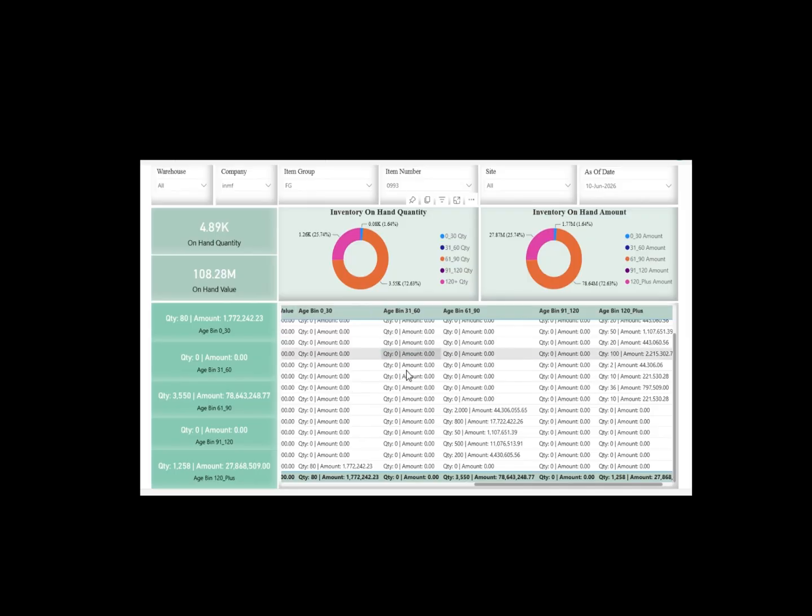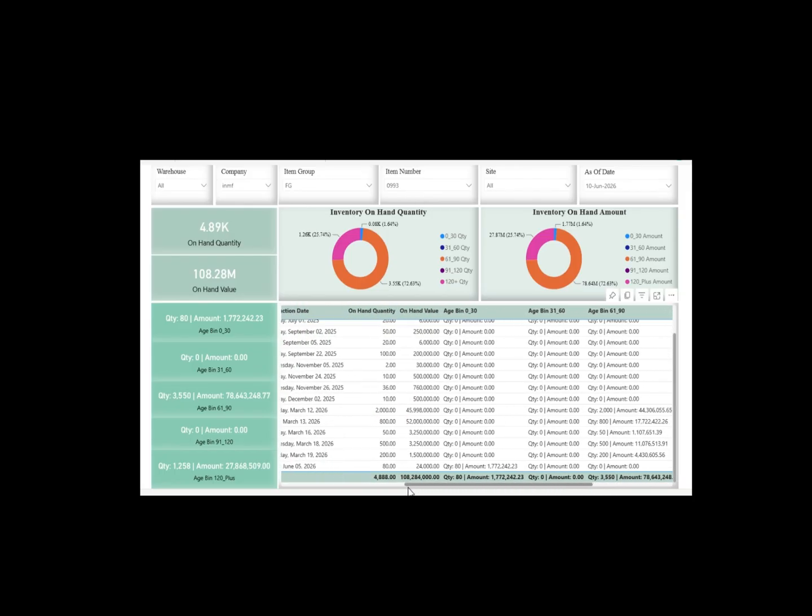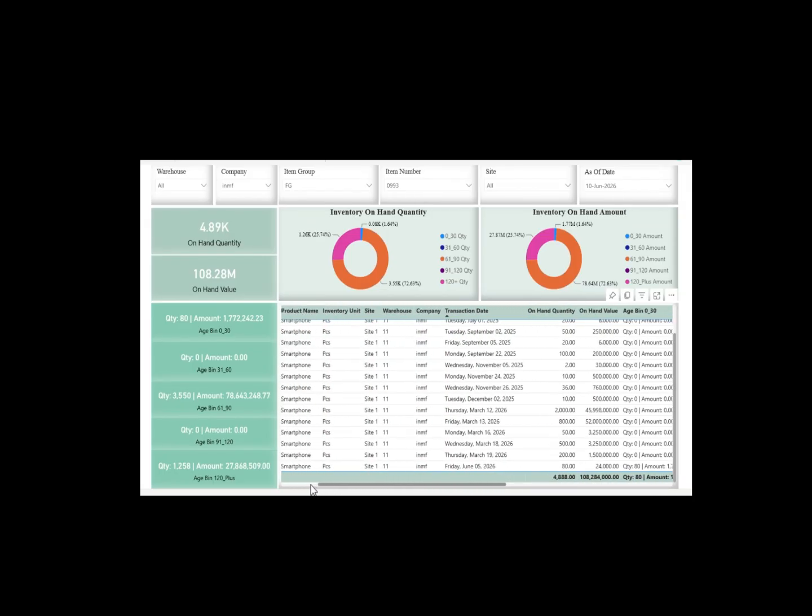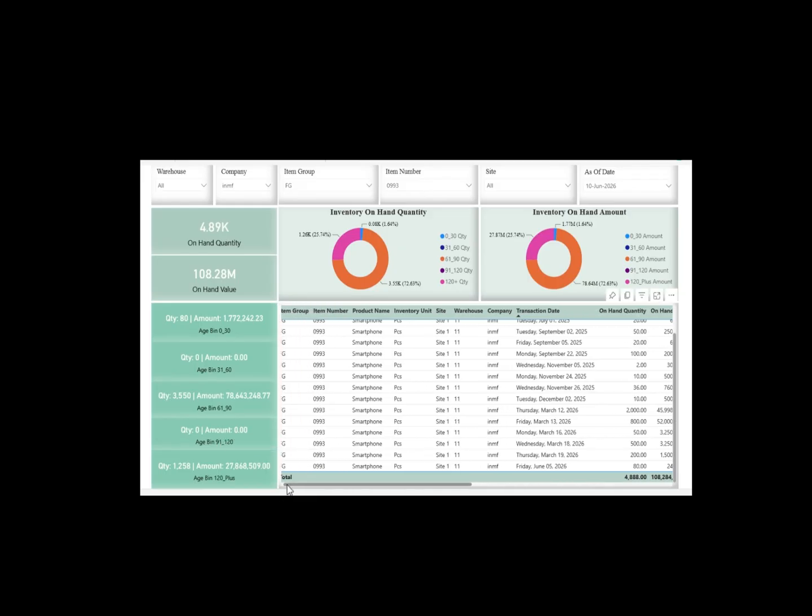The detailed transaction grid at the bottom provides item-level visibility. This detailed view enables users to drill down from summary metrics into specific inventory transactions contributing to the aging analysis.